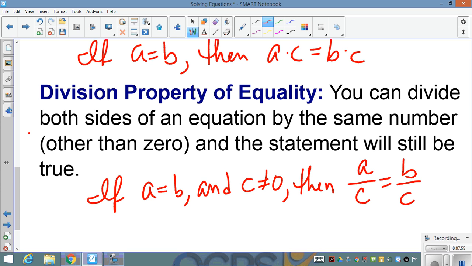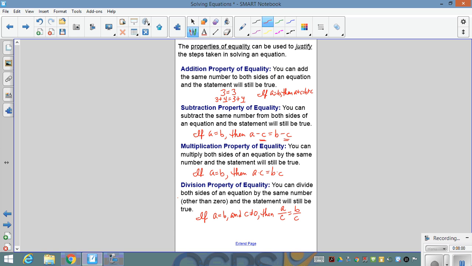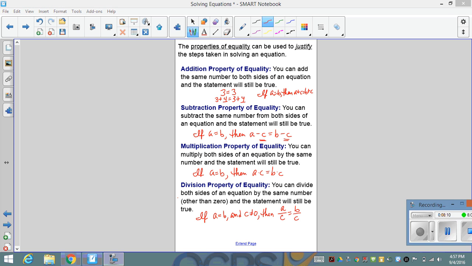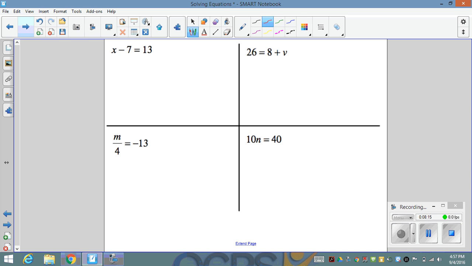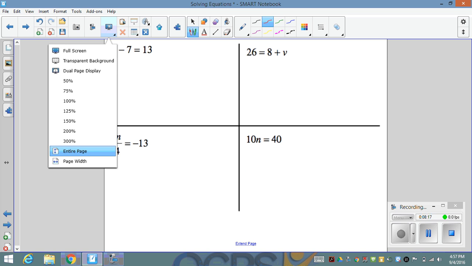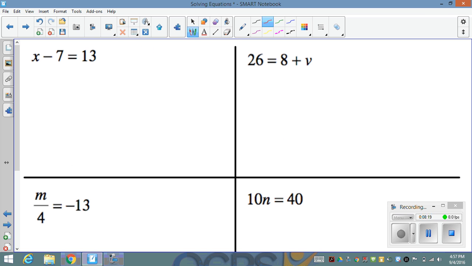Okay, so I know I went through that pretty fast. I'm going to show them all to you here, and you can pause and finish writing them down if you need to. And then we're going to work 4 quick examples. Here are our 4 examples, starting with this first one: x minus 7 equals 13. If you want to take a second to write them all down, you can. Just pause it. I'm going to jump into this first one.